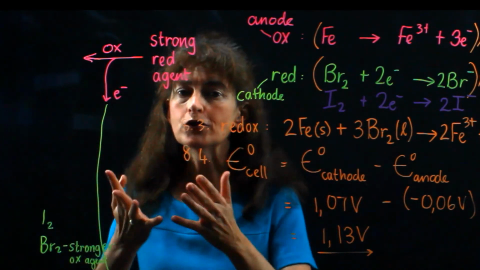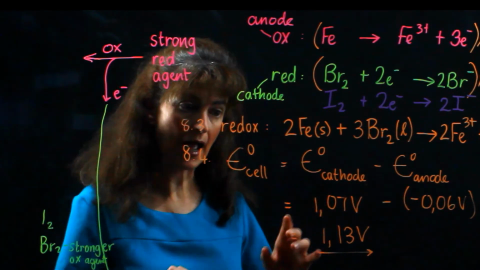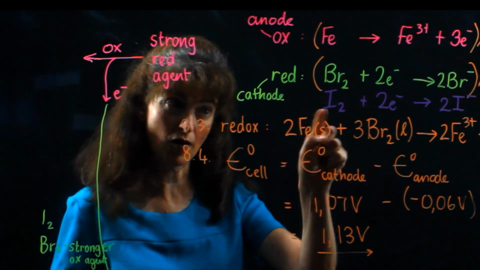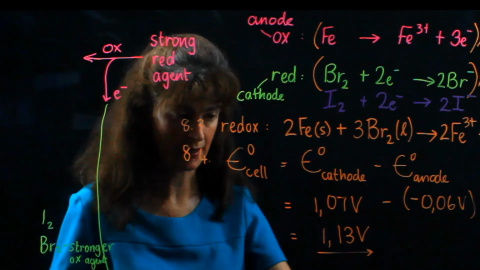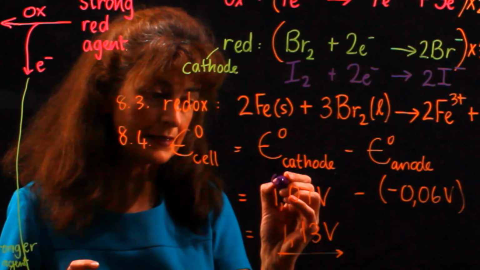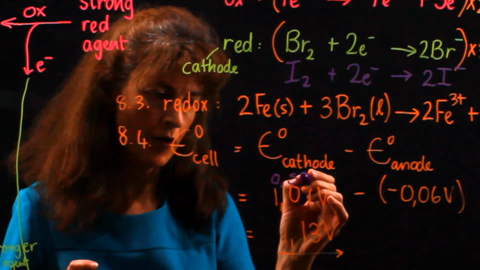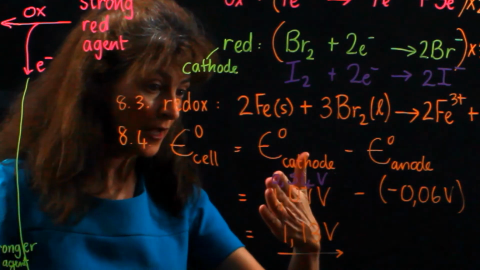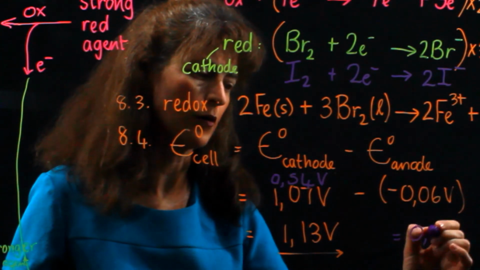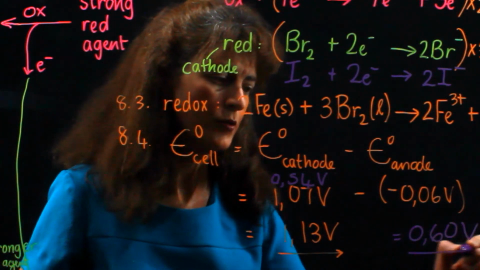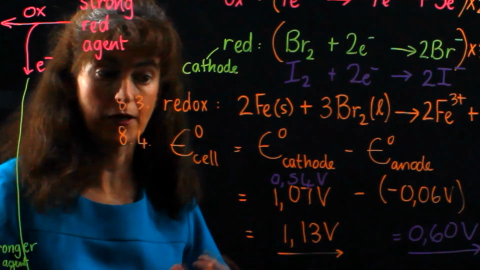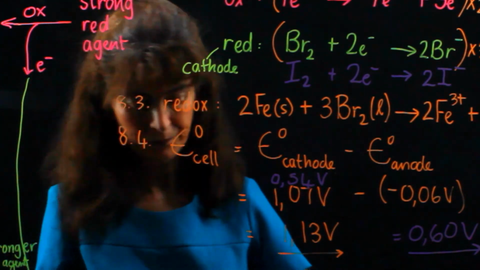But we can also go and do it by numbers. And we take a look at the electrode potential of the cathode if it is rather iodine, not bromine. And we find it to be only 0,54 volts. And so if we add that, we find the answer to be only 0,6 volts. So that kind of cell would have a lower potential difference than the bromine one.